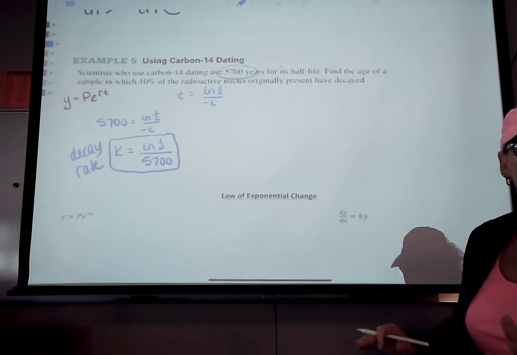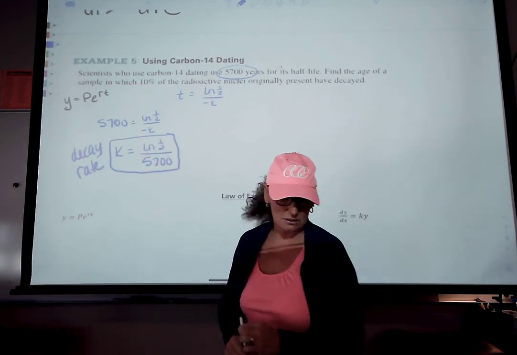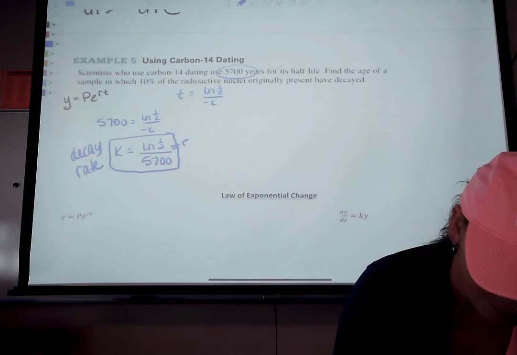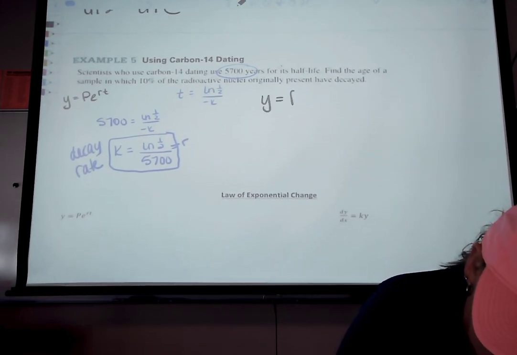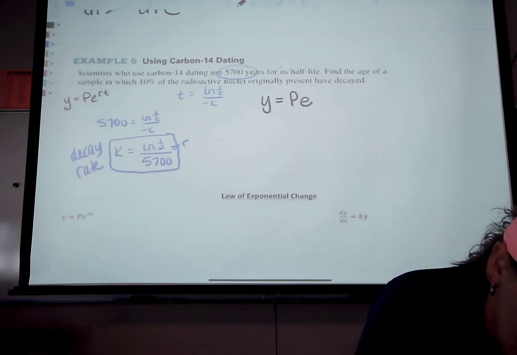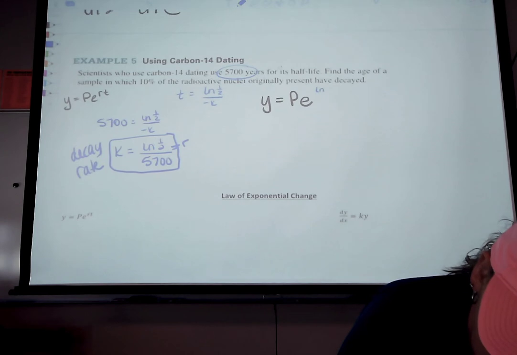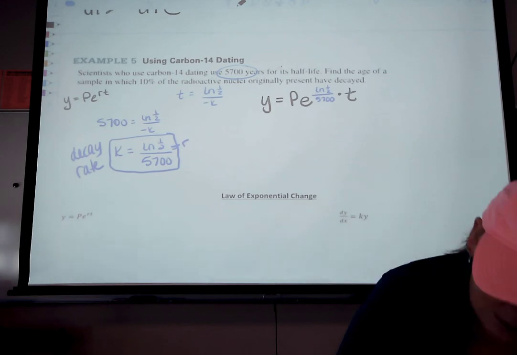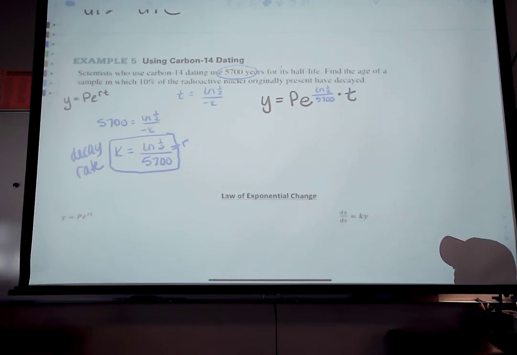And it's yucky. It is a terribly yucky decimal. I'm just going to leave it like this. So I'm also going to label that as R for this problem. So I can say Y equals PE, and then R is ln 1/2 over 5,700 times T. And T's still up there. T's still in my exponent.